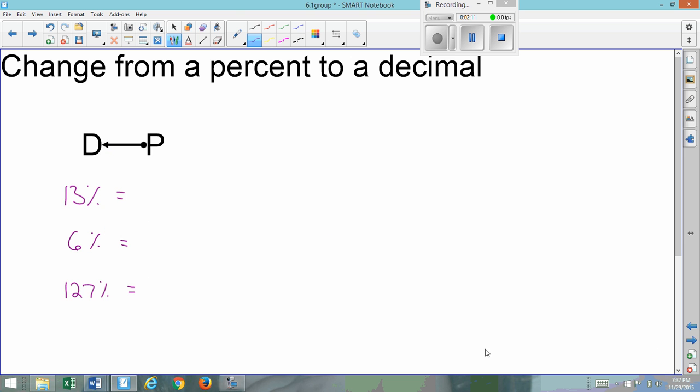Last but not least, this is easy. Change from a percent to a decimal. Mr. Grammatical actually taught me this trick. When we do this, if we're going percent to decimal, always think of an alphabet: A, B, C, D, E, F, G, H, I, J, K, L, M, N, O, P. And we have D, all the letters in between, and then P. The big thing to understand is if you're going from the percent to the decimal, we're moving to the left, hence the arrow. Well, that's the exact same thing we do here.